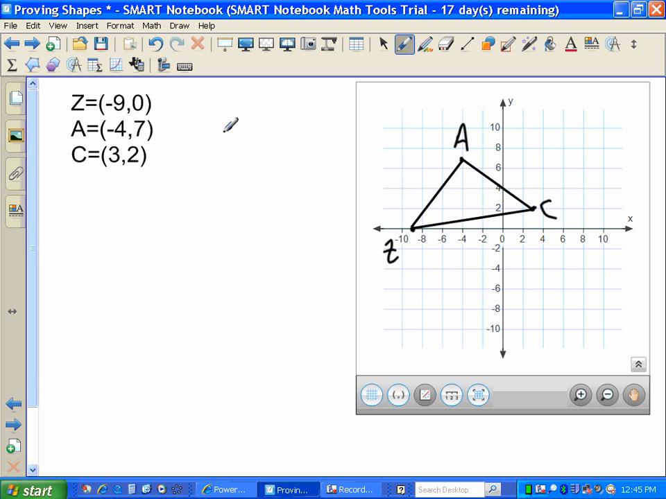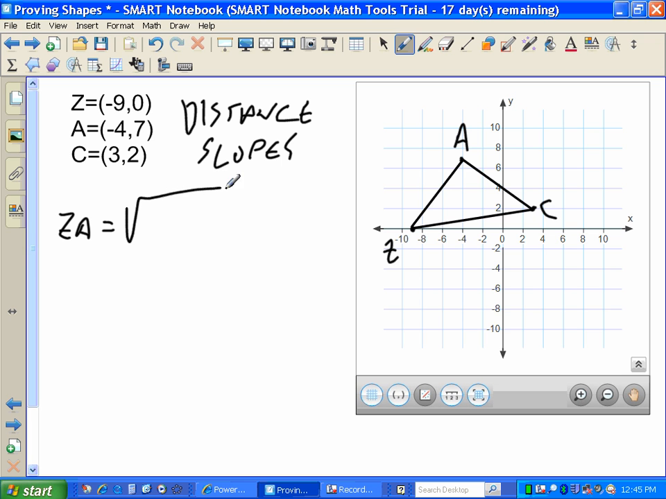So the way we're going to go about this is we're going to use the distance formula, and we're going to use slopes to be able to determine what kind of triangle it is. You might be able to tell by looking, but again, that's just identifying, we want to prove. So when we're proving the type of triangle, first we're going to use our distance formula to find the lengths of the sides. So we'll start by finding the length of ZA, and I'm going to go relatively quickly because we've done the distance formula.